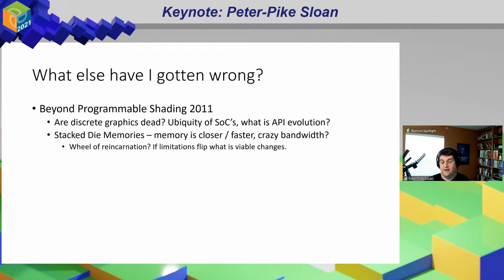So what else have I gotten wrong recently? In the Beyond Programmable Shading course, I had two slides that were way off base. One of them was titled, "Are Discrete Graphics Dead?" So at the time in 2011, all the consoles were using SoCs, tablets were really big, laptops were sort of dominating and desktops were a shrinking share. And so I made an argument that maybe discrete graphics were going to die off and be replaced by these SoCs, and what was the implication on APIs? And that is obviously completely wrong. Discrete graphics are doing incredibly well still, and I don't see this happening anytime soon in PC in particular. I still think it's interesting if APIs should evolve for SoCs, but clearly that was a bad prediction, if you will.